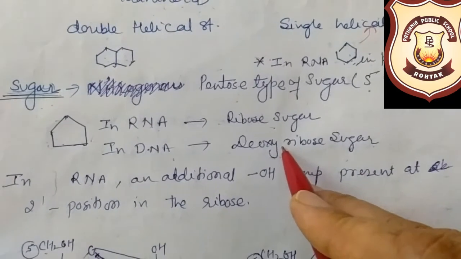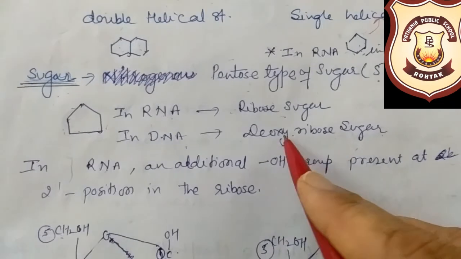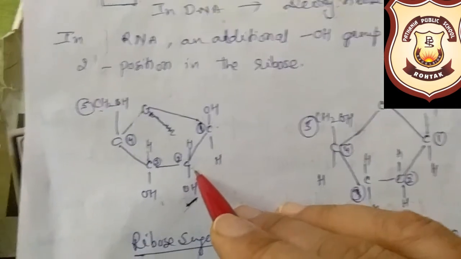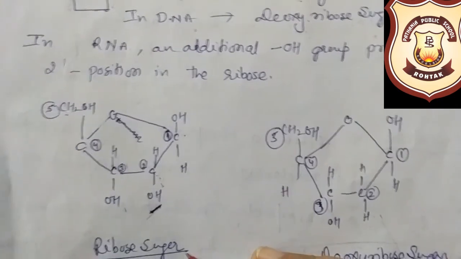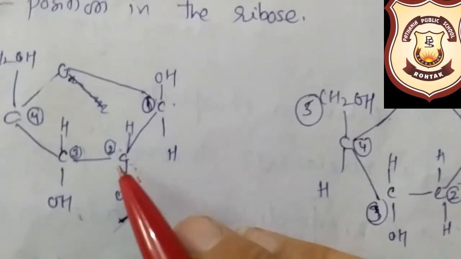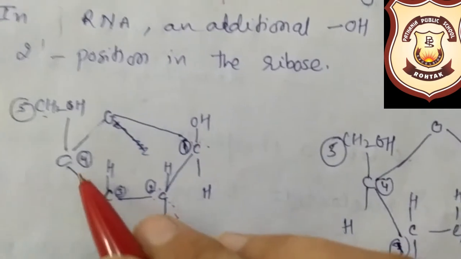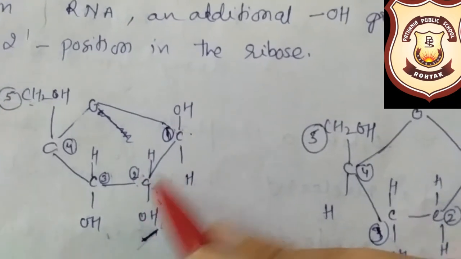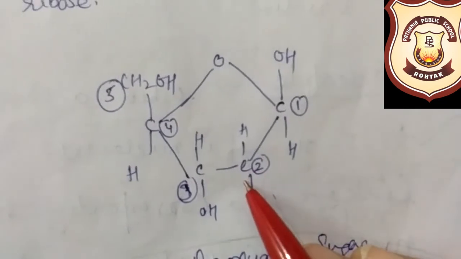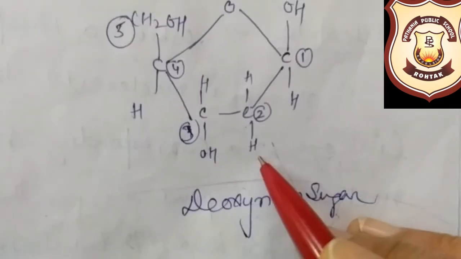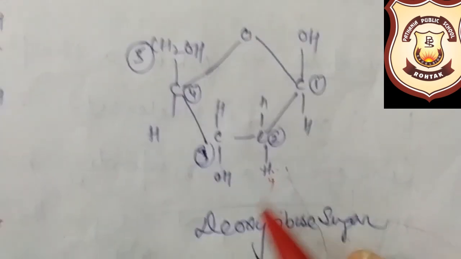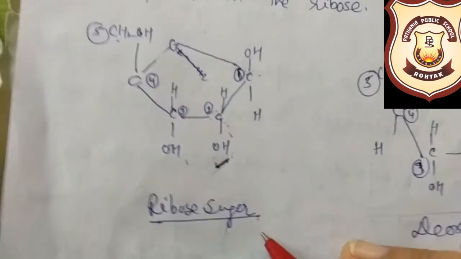Why is it called deoxyribose and ribose? I want to show you the formula. This is the formula of the ribose sugar, with positions 1, 2, 3, 4 and 5. At its second position the OH group is there, but in the deoxyribose sugar at the second position only H is there. That means one oxygen is less, hence it is called deoxyribose, and the other is called ribose sugar. So the second component of DNA is completed.